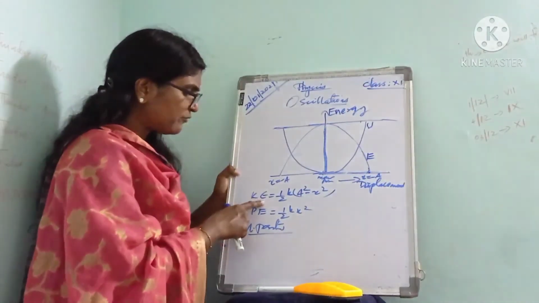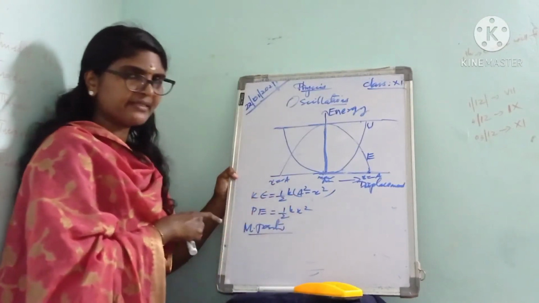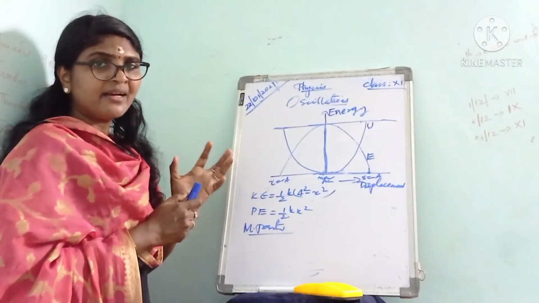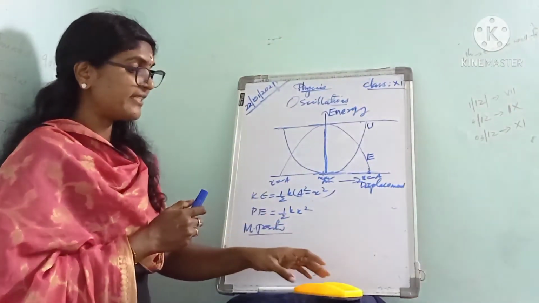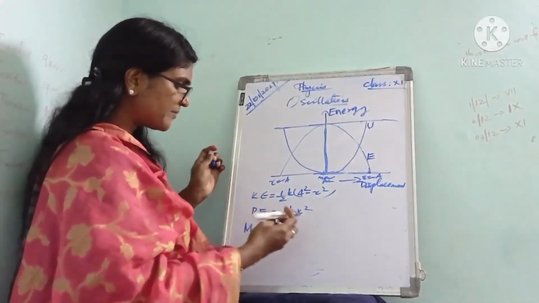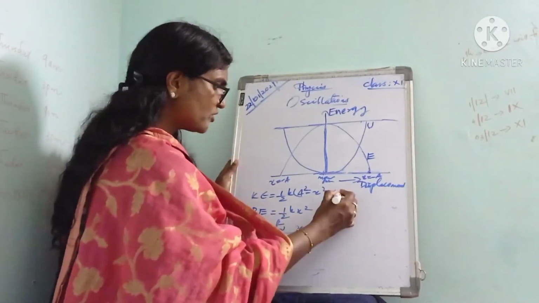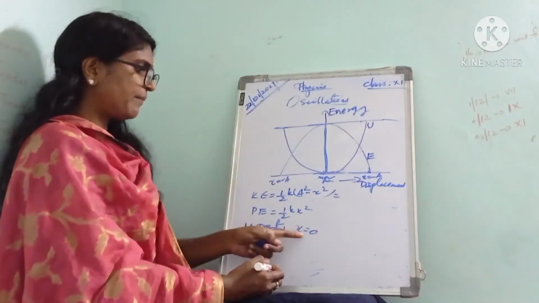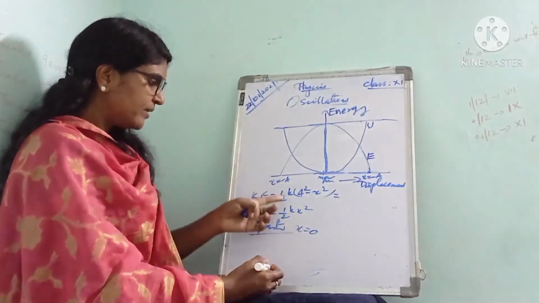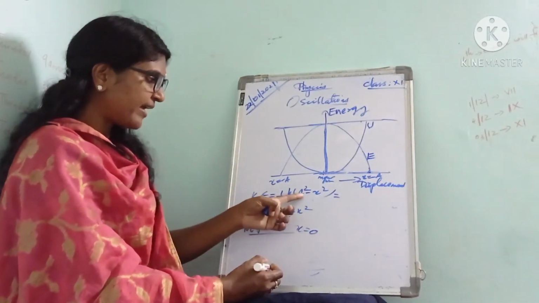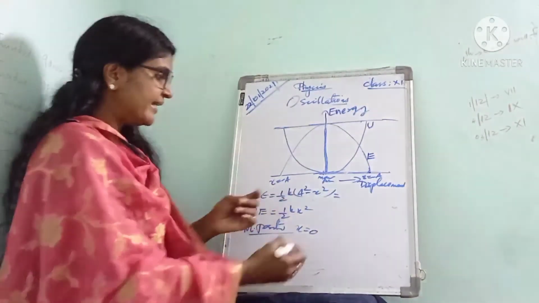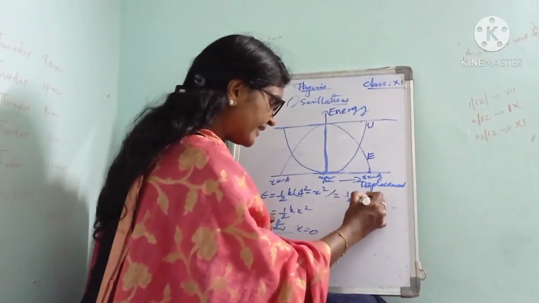You know the expression for kinetic energy is half k (a square minus x square), and the potential energy is half k x square. Then we can find the kinetic energy and potential energy in the mean position. In the mean position the displacement x equals 0. So what about the kinetic energy? Half k (a square minus x square), putting 0 for x, so it is half k a square. That is the kinetic energy.